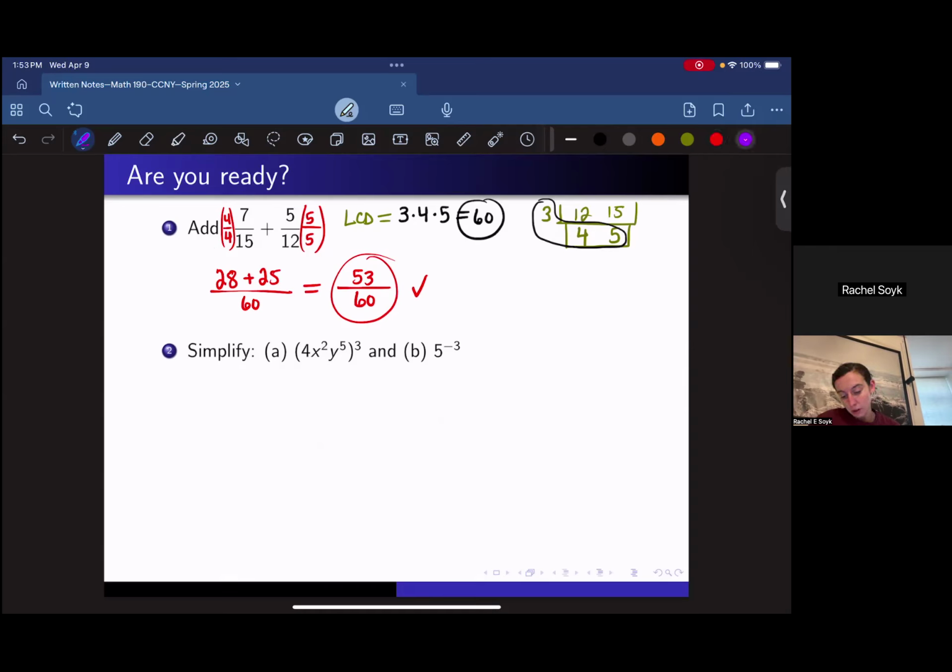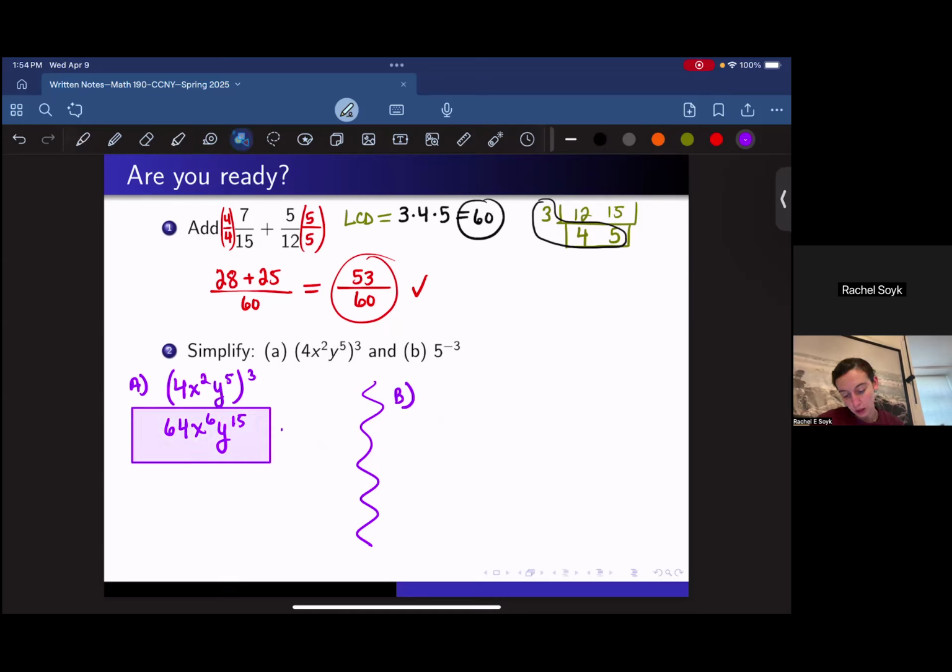Part 2 has an A and a B. And so we're just reviewing our knowledge of our properties of exponents. We have 4x squared y to the 5th raised to the 3rd power. 4 to the 3rd is just 4 times 4 times 4, which gives us 16 times 4, which is 64. And then x squared raised to the 3rd, multiply the exponents, and we get x to the 6th. Y to the 5th raised to the 3rd, multiply the exponents, and we get y to the 15th. And we're done with part A.